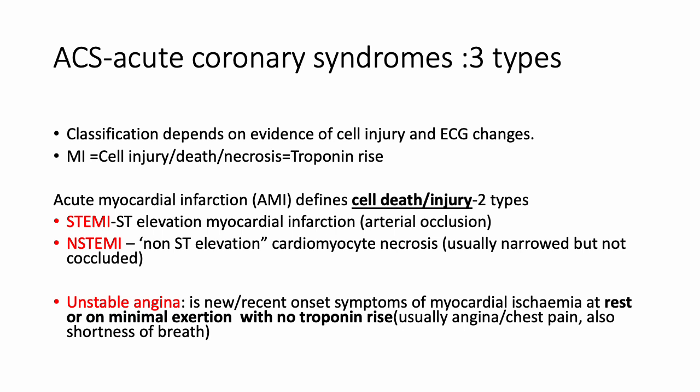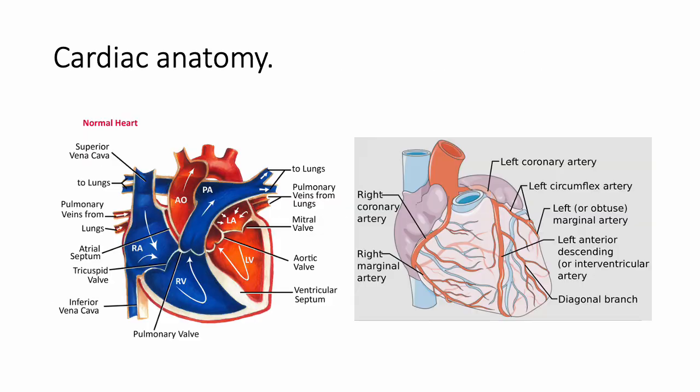Unstable angina is new or recent onset of symptoms of myocardial ischemia, so they can present with the same sort of chest pain, but their troponin is normal. Sometimes someone comes in with chest pain, you haven't had a blood test yet, and you don't really know: is this just unstable angina or is it a non-STEMI? You give some GTN spray and the pain still goes away, and you still have to wait 3 or 4 hours for that blood test to come back.